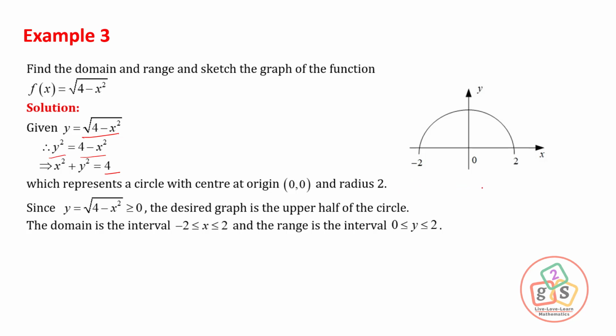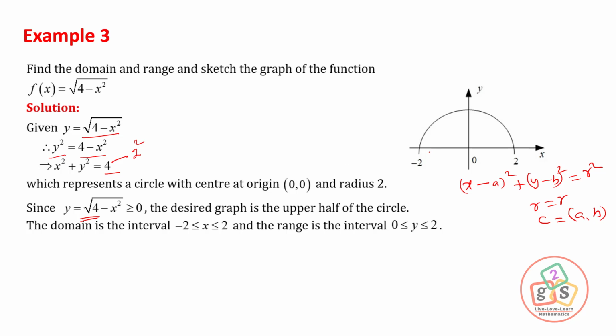Everybody knows the general equation of a circle: x minus a whole square plus y minus b whole square is equal to r square, where the radius is r and the center is a comma b. Here we have x square plus y square, so the center is the origin 0 comma 0, and the radius 4 can be written as 2 square. Therefore the radius is 2. We make a note that y is equal to plus root of 4 minus x square, therefore y is positive.